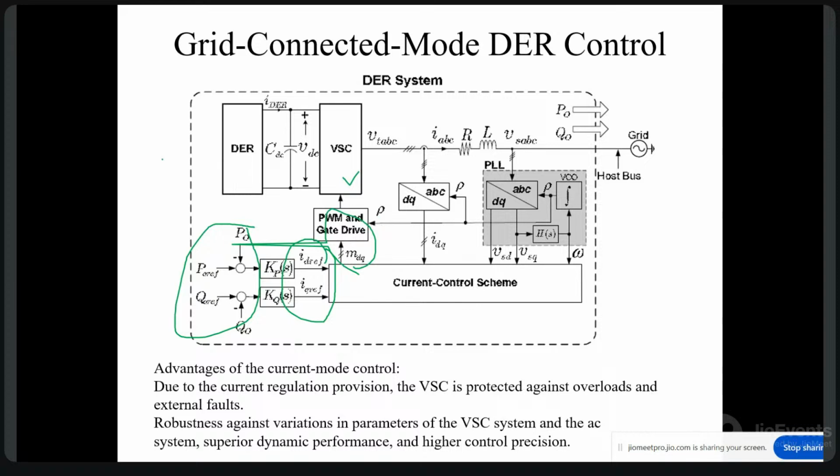As you can see here, due to the current regulation provision, the VSC is protected against overvoltages and external faults, and is robust against variations in the parameters. The system performance will be superior, with dynamic performance and high control precision, because we are going with the two-loop control or two-level control. This is all about the grid connected mode of microgrid.